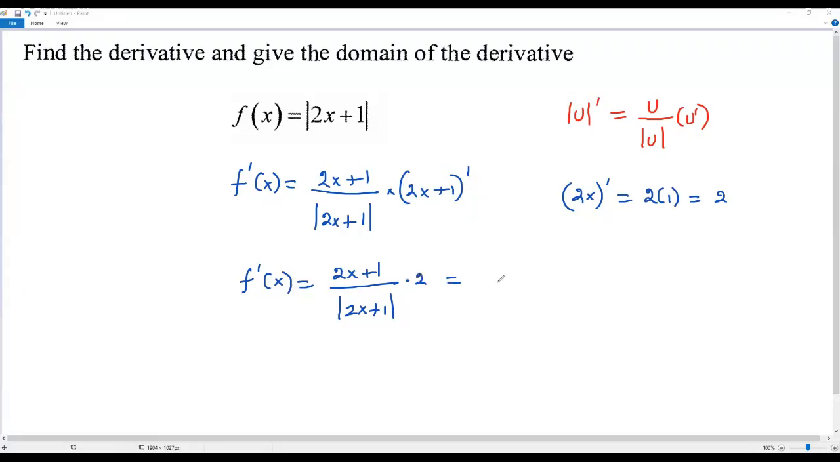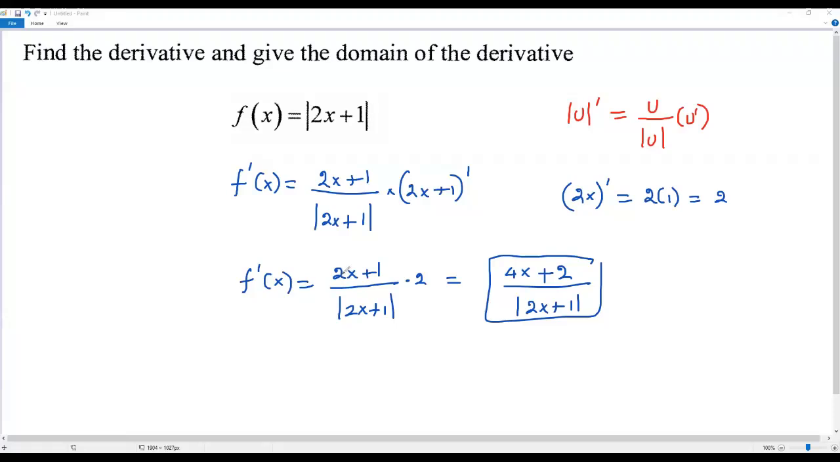So we can write this: 2x + 1 has to be multiplied by 2. When I do, 2 can be distributed to 2x and 1. 2 times 2x is just 4x, plus 2 times 1 is 2, over absolute value of 2x + 1. So this is the derivative of the given function.